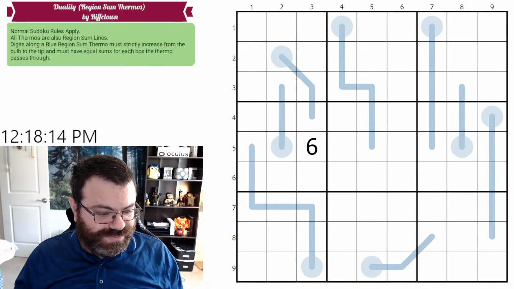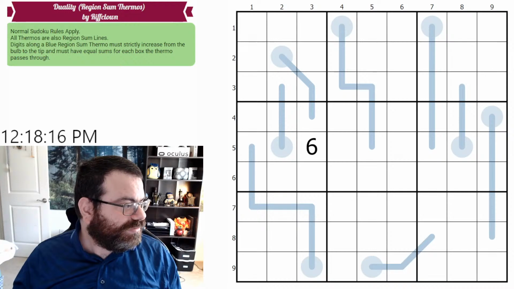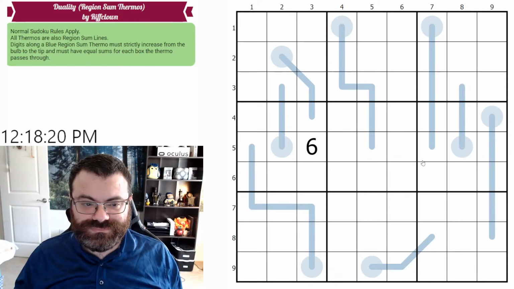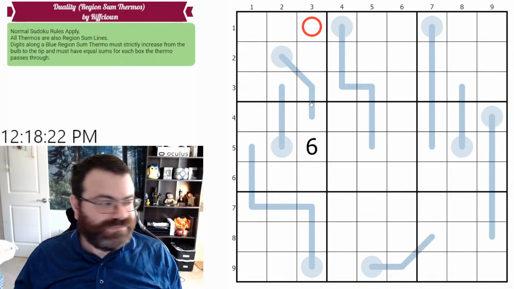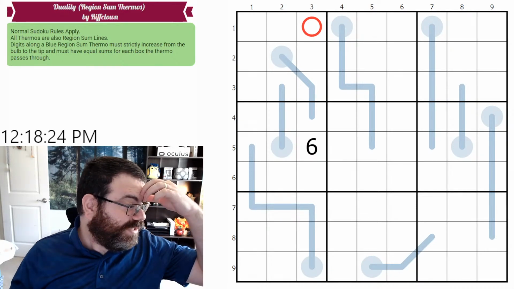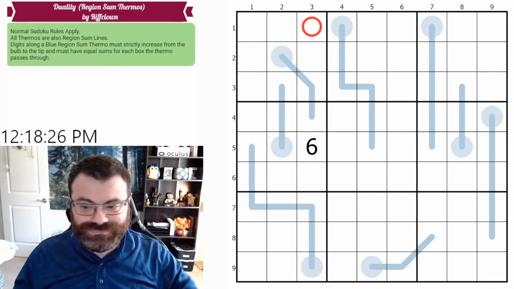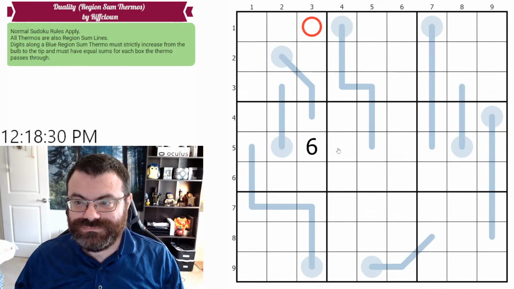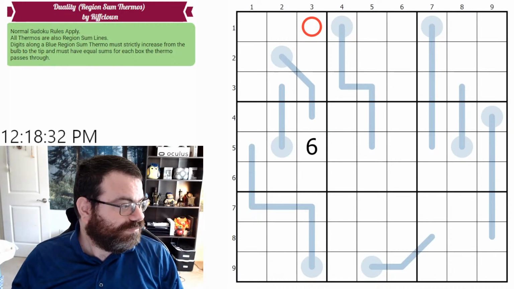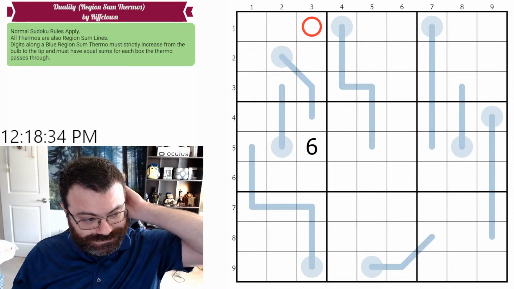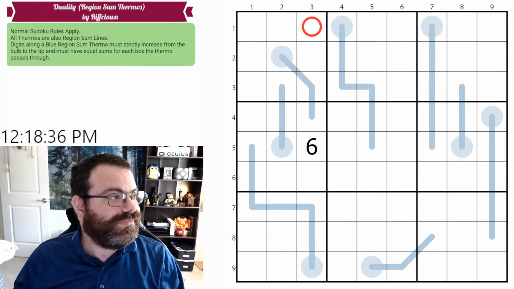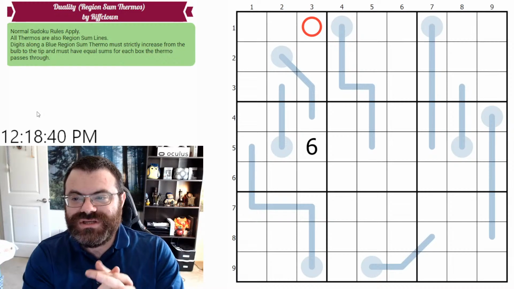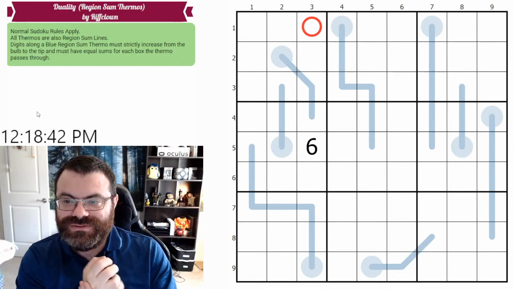Region Sum Thermos. Interesting. Row 1, column 3 is our bet cell. This is called Duality. It's a region Sum Thermos by riffclown.